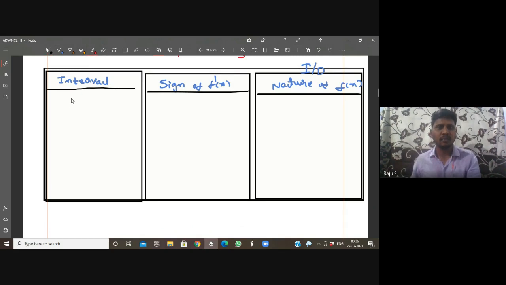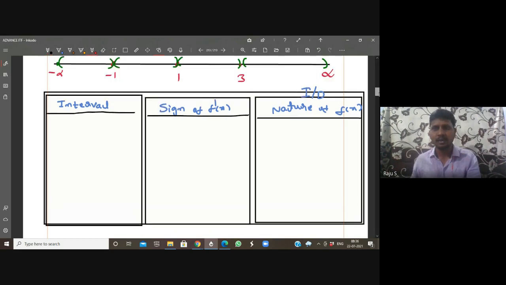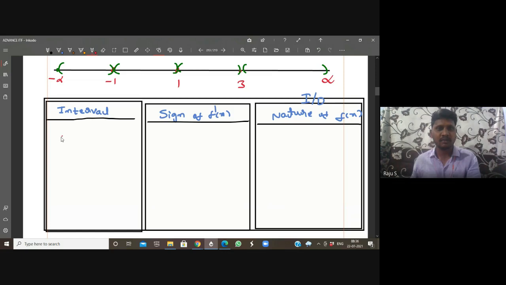What are the intervals? Can you tell me here? We can divide the intervals, sir. Minus infinity to minus 1, this is the first interval, and second one minus 1 to 1. Next 1 to 3, and next 3 to infinity. So in that interval, we need to check the sign of f dash of x.